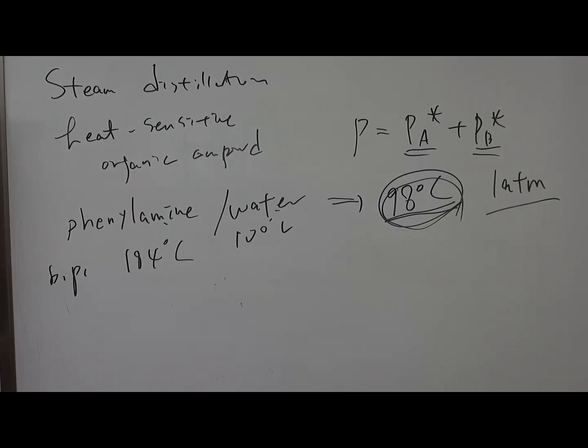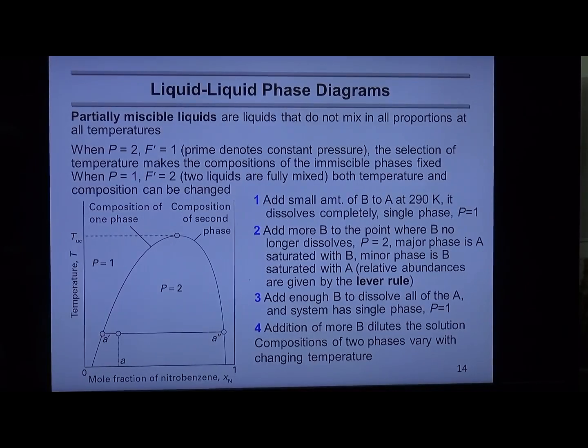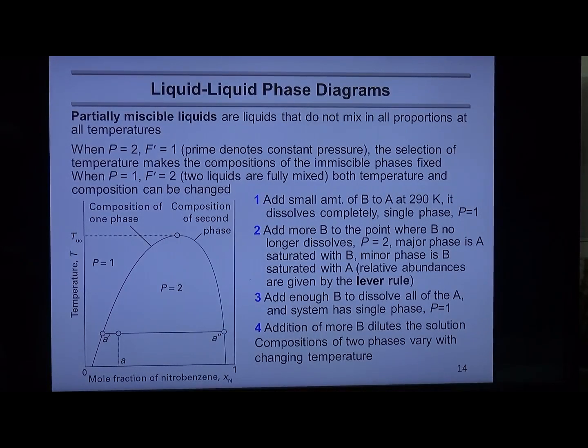Okay, this is the end of section 5.7. Now let's move on to section 5.8. Liquid-liquid phase diagrams.